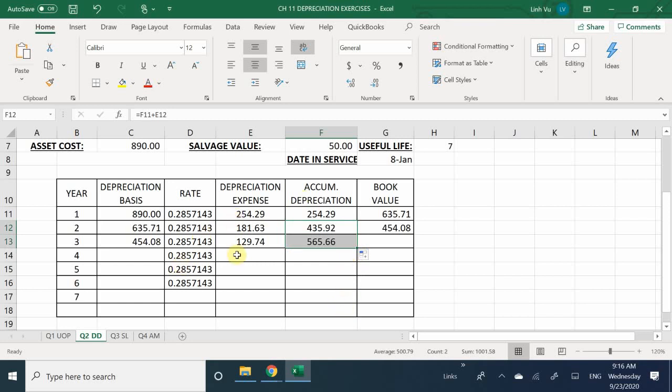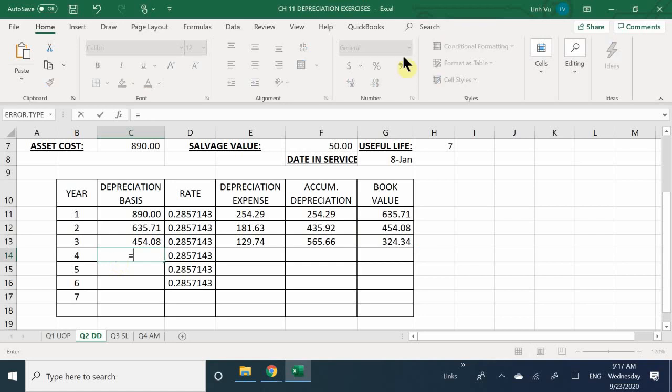565.66. Let me see, 4 plus 2, good. And then lastly, what is going to be my book value as of year 3? 324.34. All right. So then that becomes my book value for my depreciation basis for year 4.